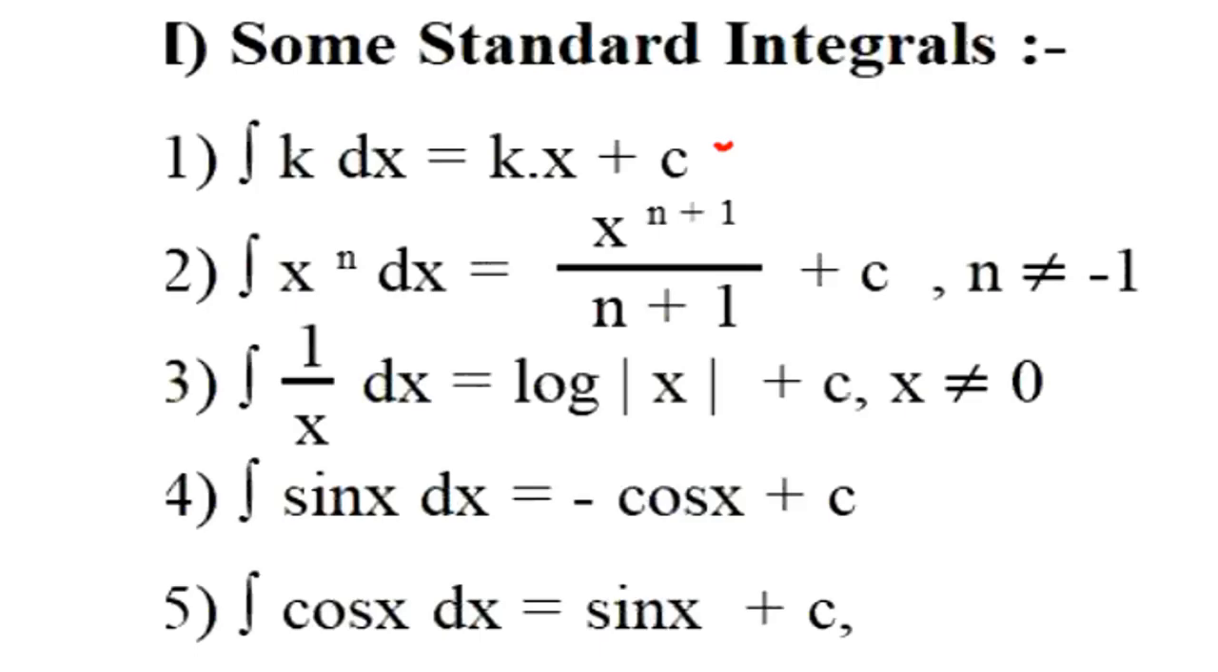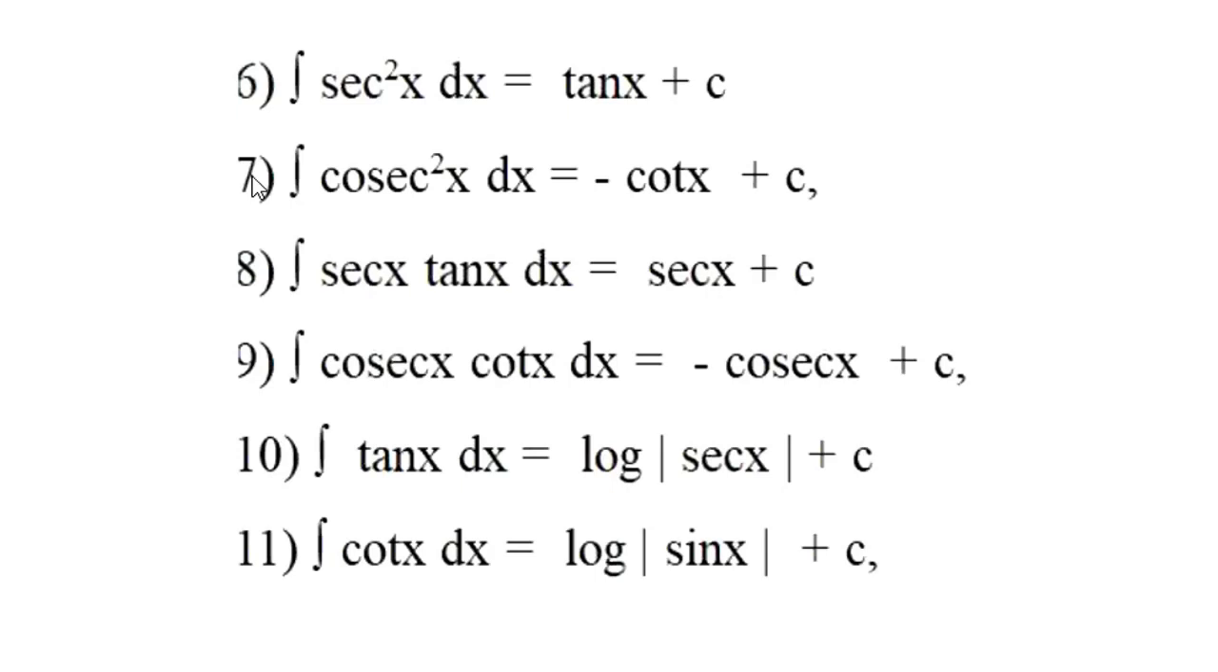Let us see more formulas. Integral of sec square x dx is tan x plus c, because the derivative of tan x is sec square x. The integral of cosec square x dx is equal to minus cot x plus c. Integral of sec x into tan x dx is sec x plus c, because the derivative of sec x is sec x into tan x. Next is the integral of cosec x into cot x dx, which is equal to minus cosec x plus c.